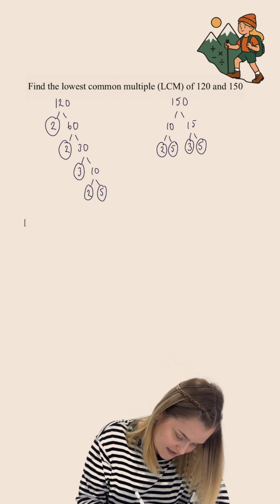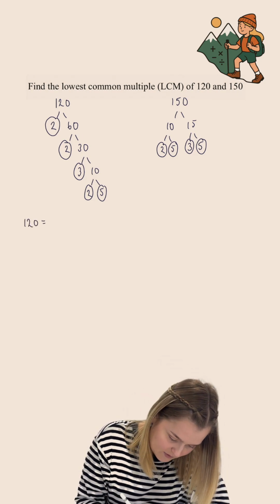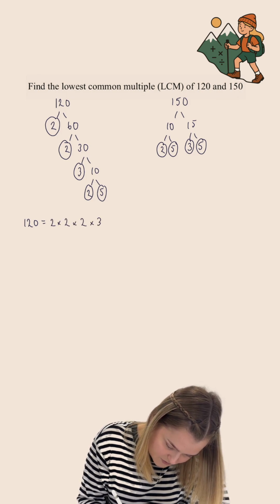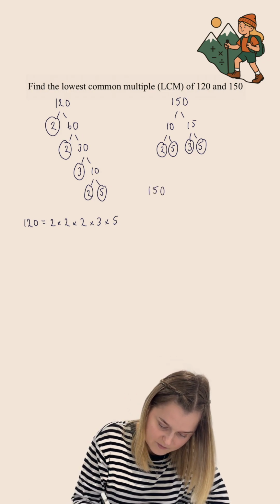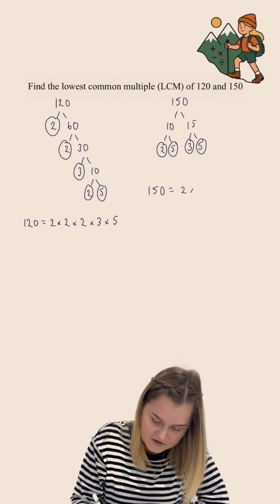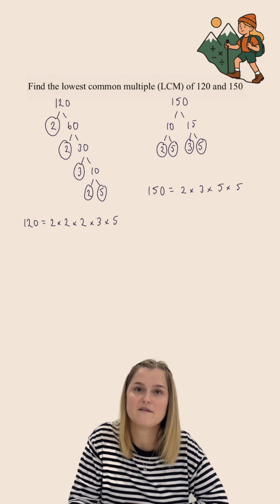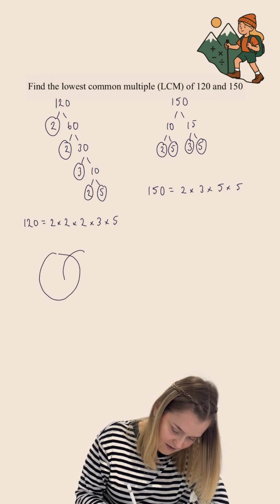So what I've calculated here is that 120 as a product of prime factors is equivalent to 2 multiplied by 2 multiplied by 2 multiplied by 3 multiplied by 5. And 150 as a product of prime factors is equal to 2 multiplied by 3 multiplied by 5 multiplied by 5. I'm then going to put all of these prime factors into a Venn diagram.